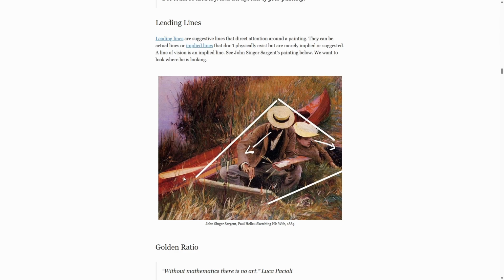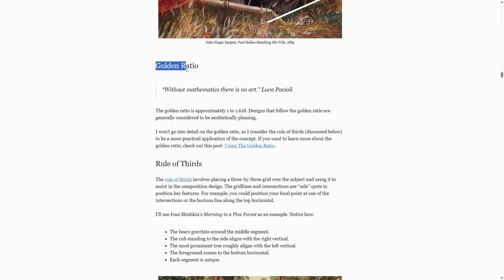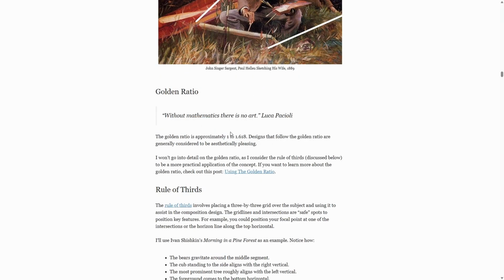We are actually looking at it like this and then going this way because we are trying to look at the boat. Also, if we look at this person, it's natural to look at his arm. We have the golden ratio, that is the ratio of 1 to 1.618. How big or how fast or how distant something becomes.